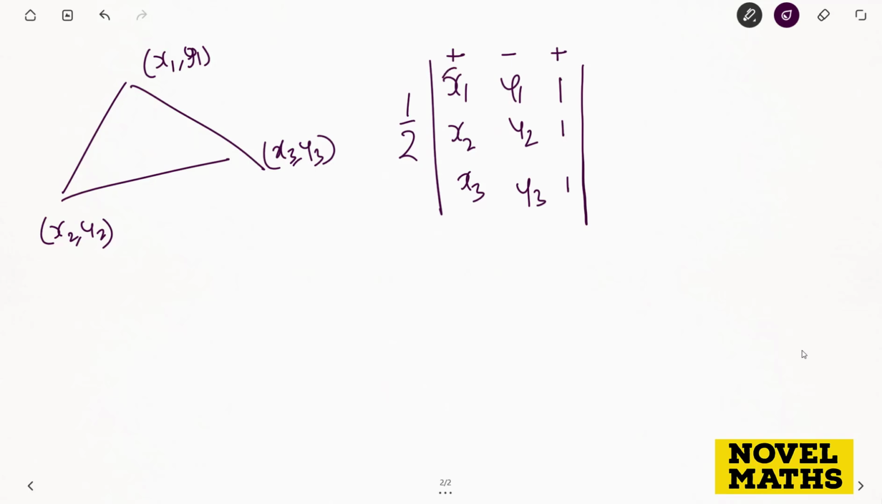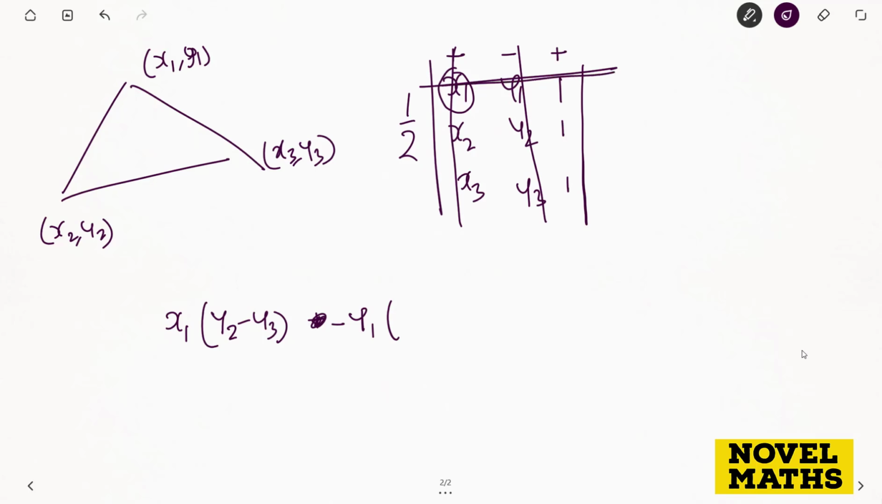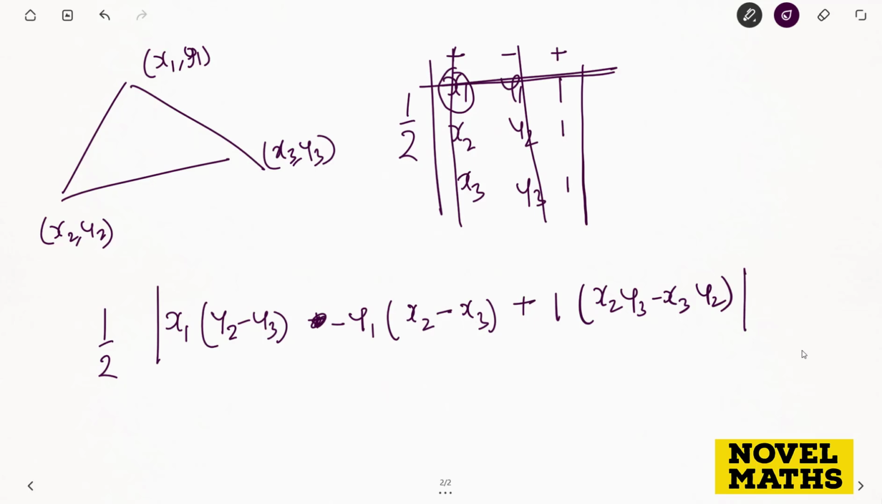So when you take x1, you can start from here and you can go to the bottom also. So for x1, you just take this out and cross multiply and subtract. Like here it will be y2 minus y3, right, plus this will be minus y1. Take these two out, x2 minus x3, plus this is 1, and x2 y3 minus x3 y2. This is how you can expand, and this is the absolute value.